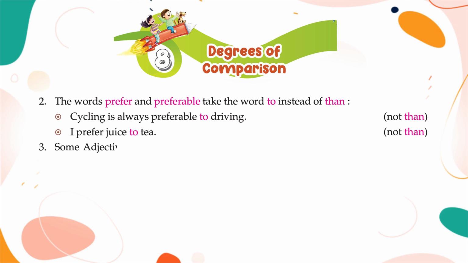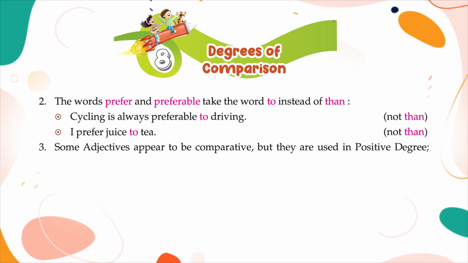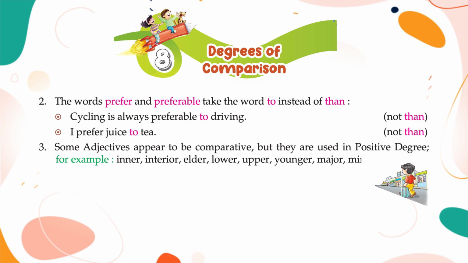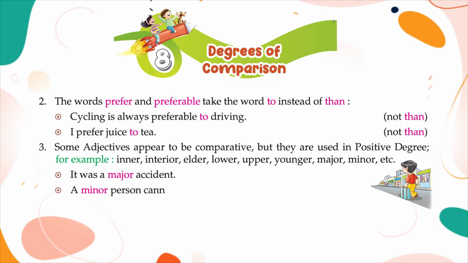Some adjectives appear to be comparative, but they are used in positive degree. For example, inner, interior, elder, lower, upper, younger, major, minor, etc. It was a major accident. A minor person cannot vote.